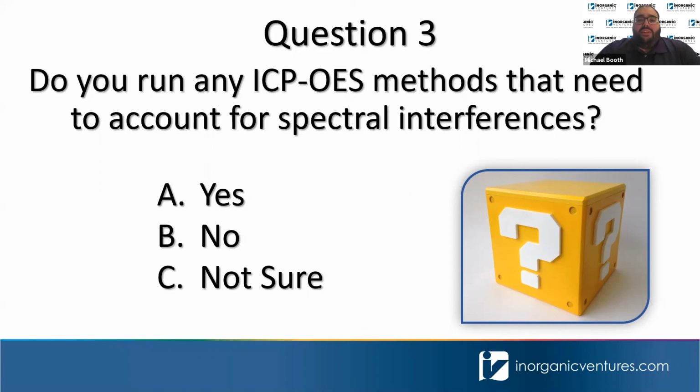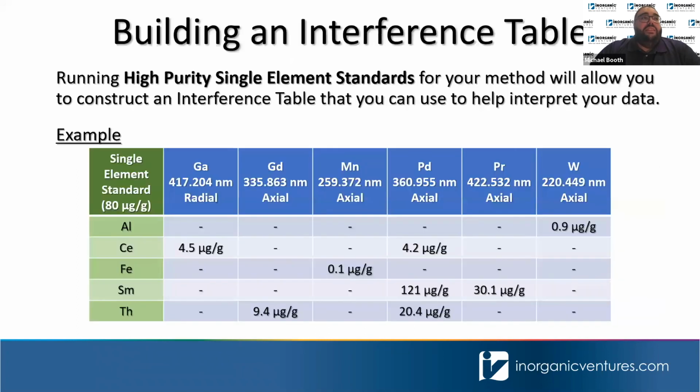So let's dig a little bit deeper here on dealing with spectral interferences. Like I said before, running single element standards, especially high purity, is key, and can allow you to build your own interference table. So what we have here is an example. We collected a lot of data when Thomas was building this new method, and he'd already talked about running single element standards at 40 and 80 ppm.